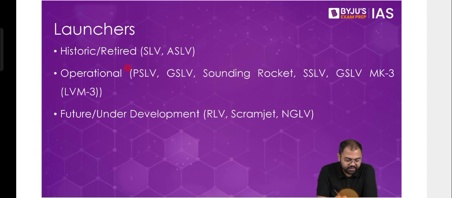The first phase has been about historic and the retired launchers, the ones that we don't use anymore. So you have 2 names here, SLV and ASLV. Then after that, we have the ones which are operational, the ones that we use today. We have PSLV, GSLV, sounding rockets, SSLV, and then we have GSLV Mark III that now is also called LVM3.